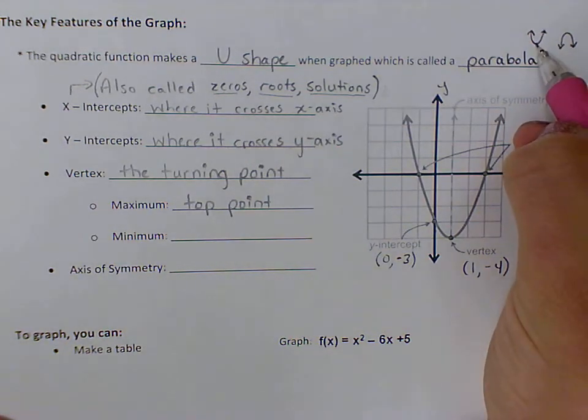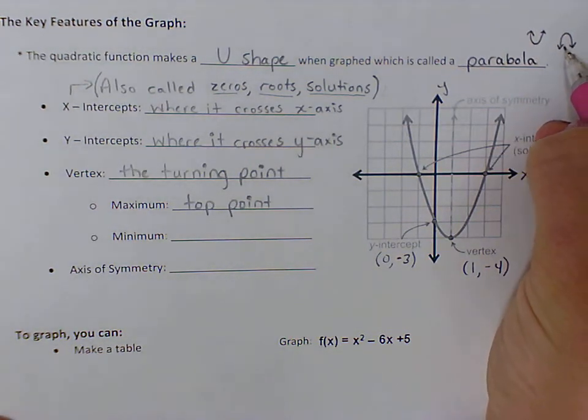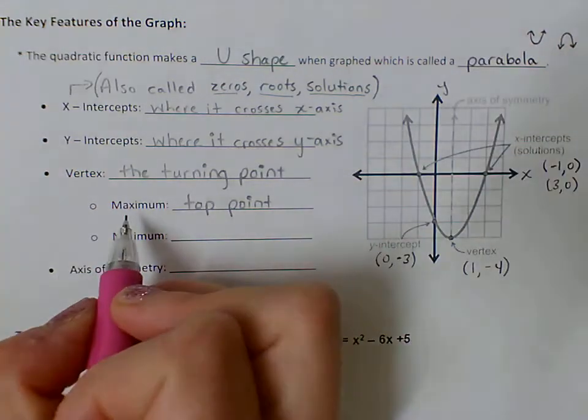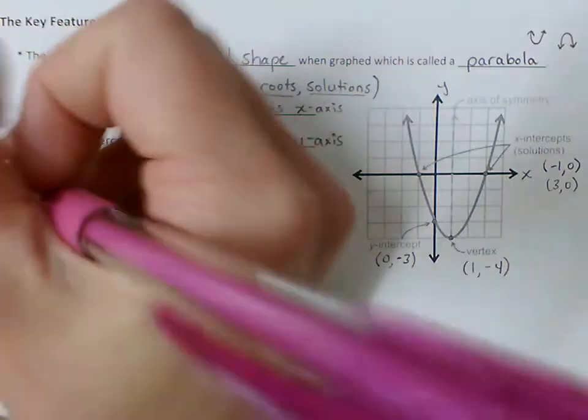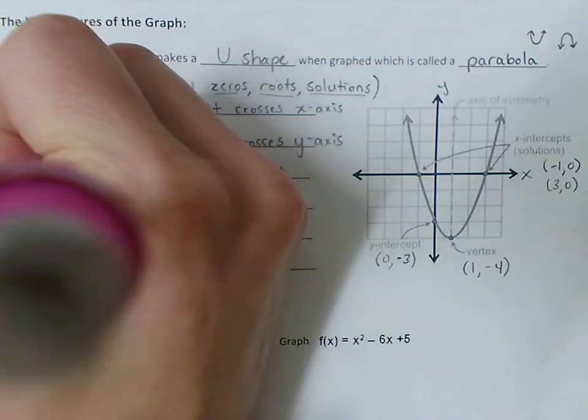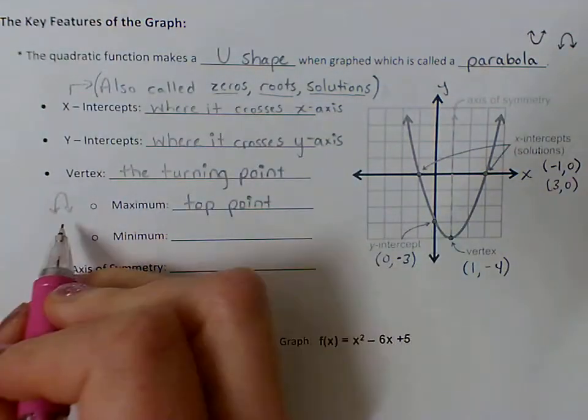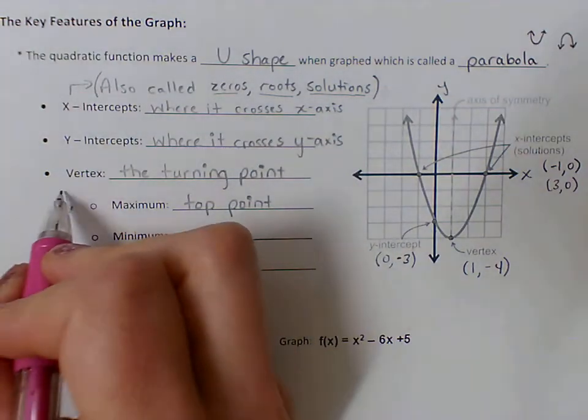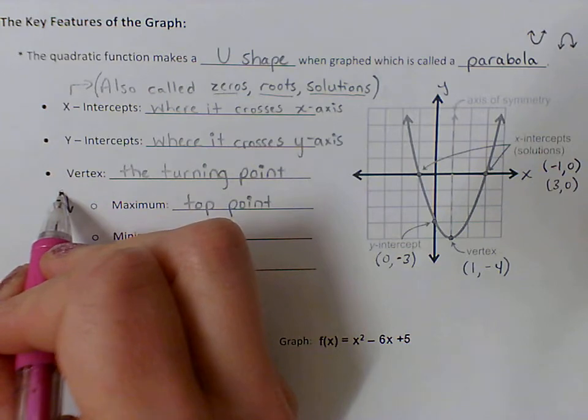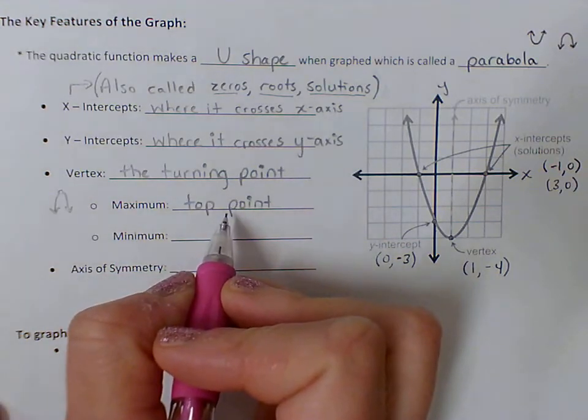So remember, parabolas can either open up or down. And so if your parabola, your U shape, opens down, you're going to have a top point. So when your graph looks like this, in other words, the U shape opens down, then that's when it's going to have a maximum point, because it'll have a top point to it, okay?